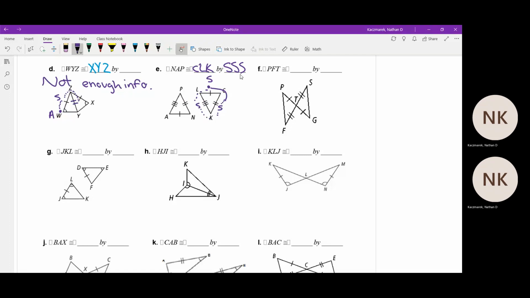All right, next one. PFT. P is between no tick mark and 1 tick mark. So what's between no tick mark and 1 tick mark? That is G. F is between 2 tick marks and no tick marks. What else is between 2 tick marks and no tick marks? That is S. And T, well, T is right in the middle. I got vertical angles going on here, so T is going to be congruent to T by the vertical angle. All right. Now let's walk.